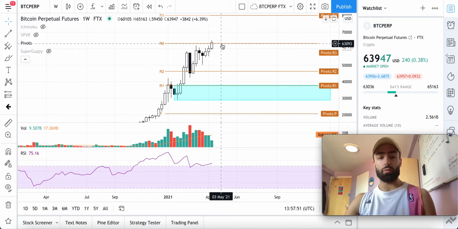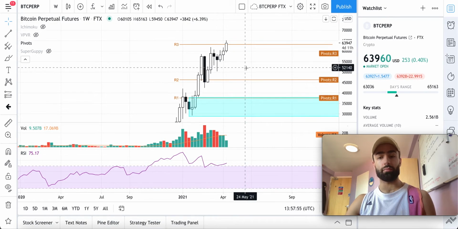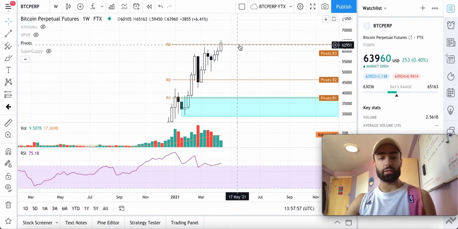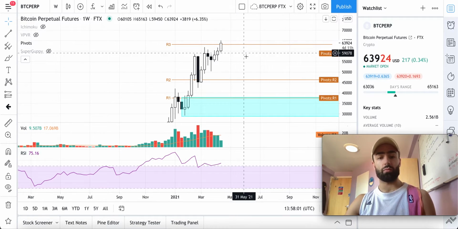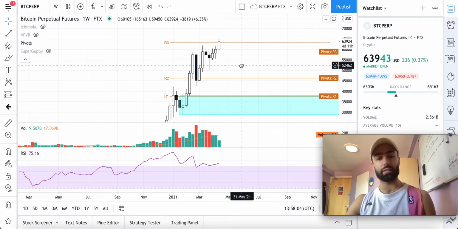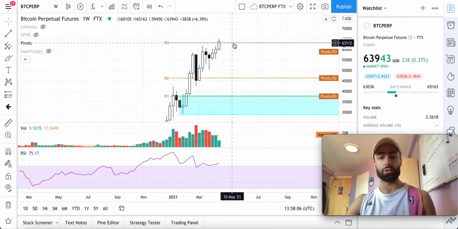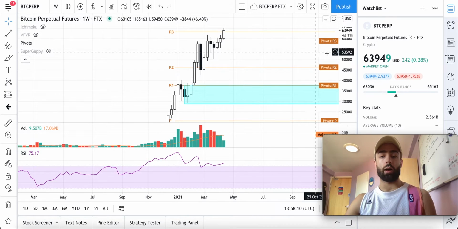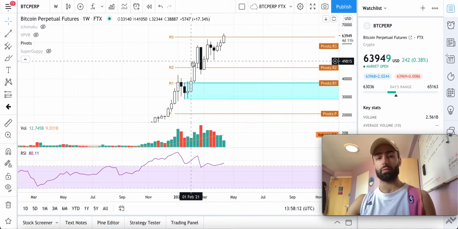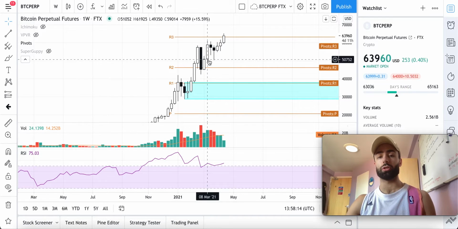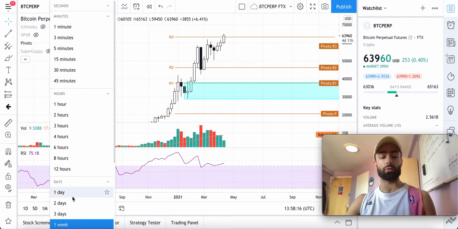The R3 weekly pivot is the resistance level that we're currently operating near. This is right around 63.1. 63.1 is roughly, well, it's 63.1, 63.2, wherever you look at the line, depending on if you zoom in or not. But this is telling us on the high time frame that our high time frame bias is bullish.